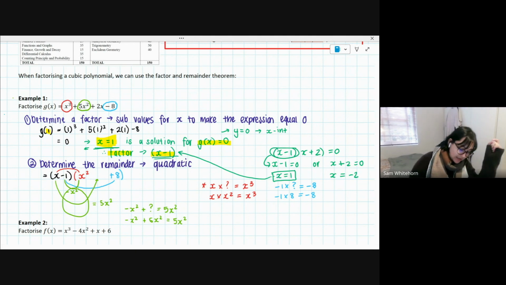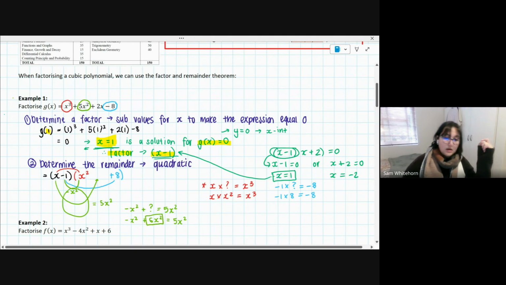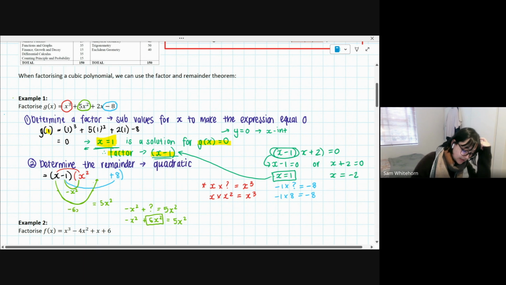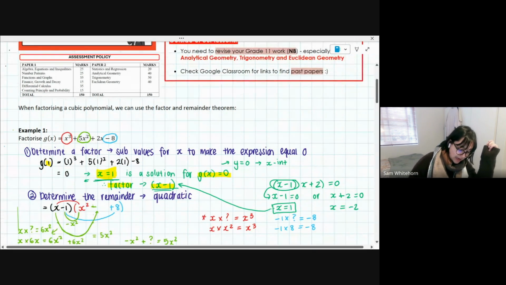So what that means is that I now need to create a product. Let me just take this other circle off because it's in my way now. I now need to create a product when I multiply x with whatever my middle term is, of -6x and positive 6x squared. So x times what gives me 6x squared? Well, that would be x times 6x to give me the product that I want. And so my middle term has to be 6x.